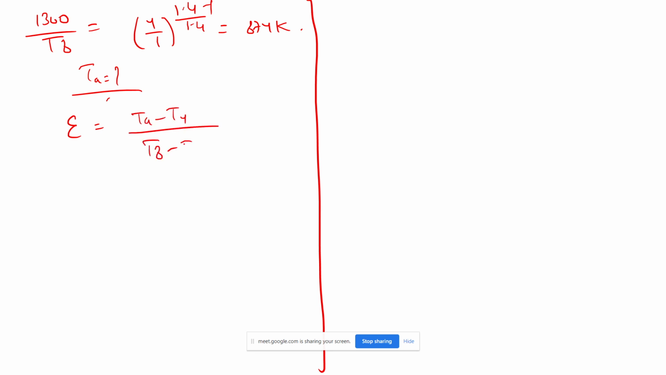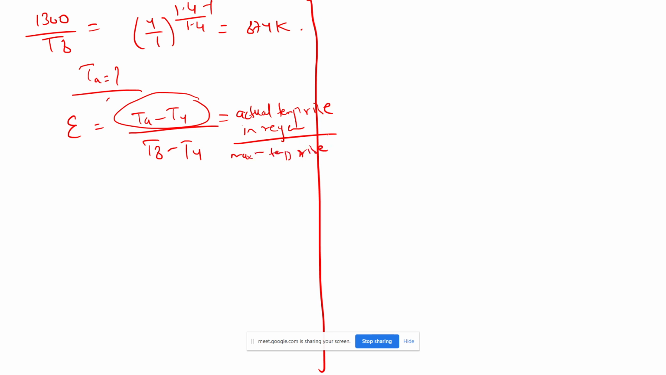I am directly writing the formula. You already know what the effectiveness of the heat regenerator is. What was the definition, the heat which we have transferred? Can you tell me the definition, anyone? It was the actual temperature rise upon the maximum temperature rise.